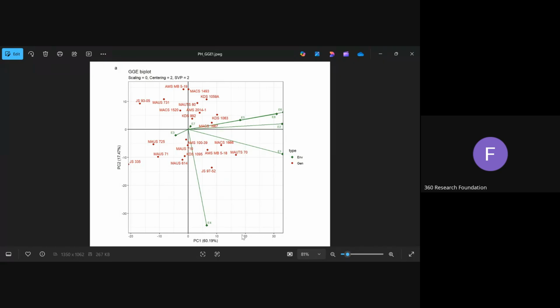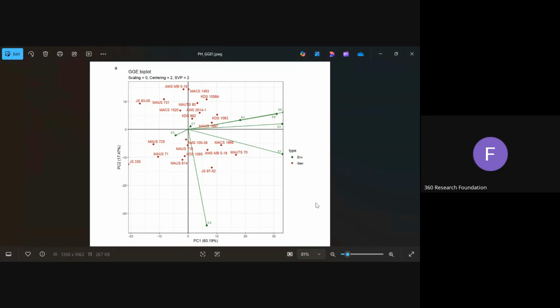Now this is our first graph we have generated from the GGE biplot method. So what is GGE? GGE is the representation of genotype and genotype-by-environment interaction. That is called GGE.